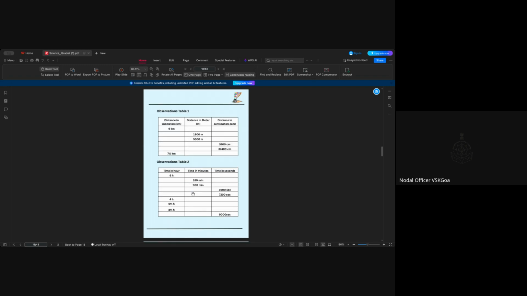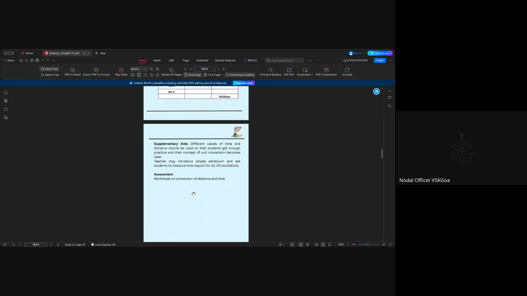So that they are much more familiar with this conversion, and in course of time, when they learn that concept, they will not face any difficulty related to conversion. And with that, if you have time, you can also go one step further, wherein you give them a simple pendulum bob and ask students to measure the time required for 10 to 20 oscillations. You need to tell them about oscillation at the start, and then let them measure the time.